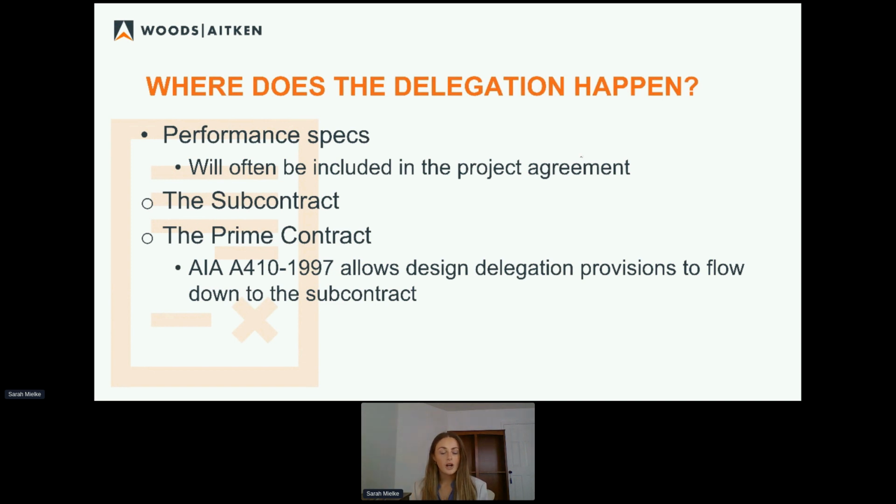As I mentioned, watch out for the prime contract. AIA A410 allows design delegation provisions to flow down. So even if the design delegation is not in your subcontract, if it's in the prime contract and somehow flows down to you, it could still be valid.